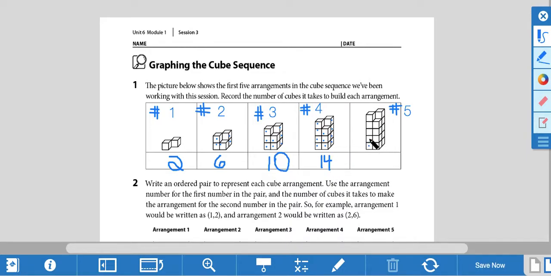Okay, so 1, 2, 3, 4, 5, 6, 7, 8, 9, 10, 11, 12, 13, 14. And then we know that there are 4 in the back here that we can't see behind there. So that would make it 18. Okay, and some of you may have just started to notice a pattern that maybe something was being built on top or added to the top, and so you were noticing that they were probably adding 4 every time.